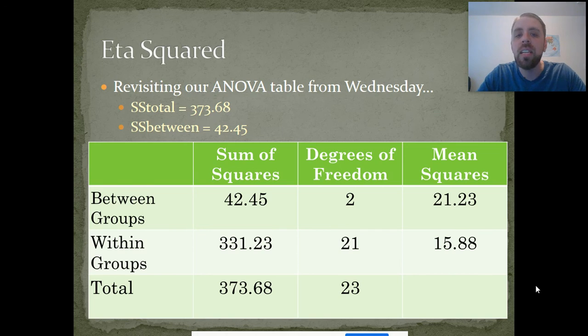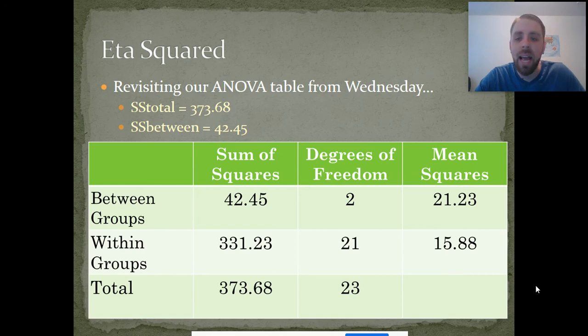Okay, so let's revisit that ANOVA table from Wednesday. You will remember I calculated the total sum of squares, but I didn't do anything with it. SS total here is 373.68, whereas the between group sum of squares is only 42.45. Now, if you just look at that table, I can see that, yeah, all right, that's a pretty small number compared to the total amount of sum of squared variation in this data set. So when I look at it that way, 42.45 is only a small portion of 373.68. Maybe it's not that surprising that I failed to reject the null hypothesis, that this was not found to be a particularly significant thing.